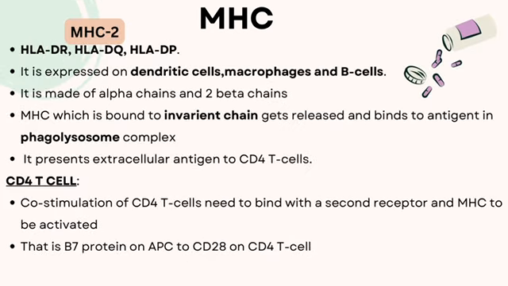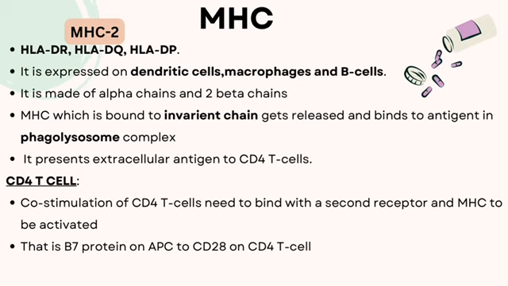So basically, MHC2 comprises of HLA-DR, HLA-DQ and HLA-DP. It is expressed on the dendritic cells, macrophages and B cells, which are antigen-presenting cells. The MHC is bound to the invariant chain in the lysosome.